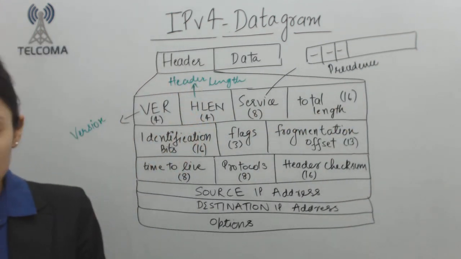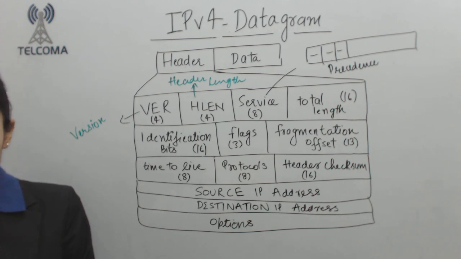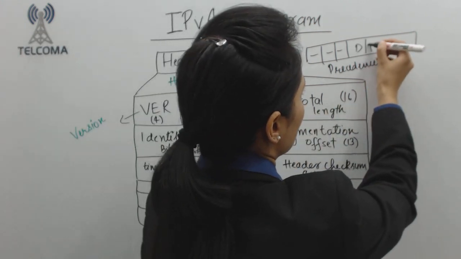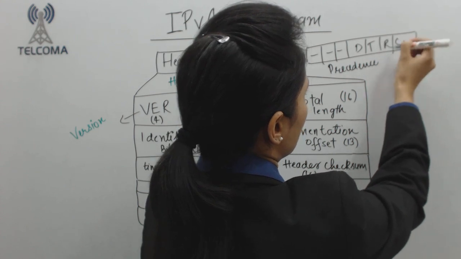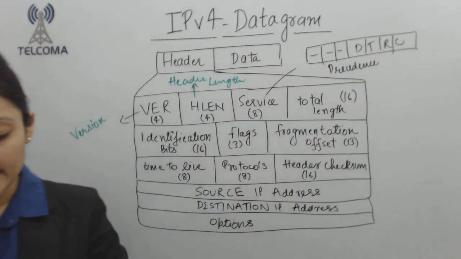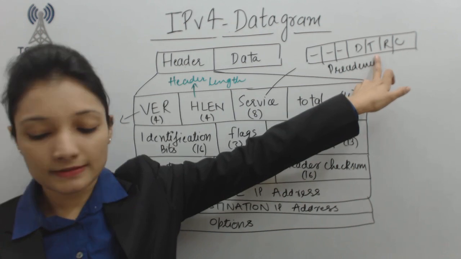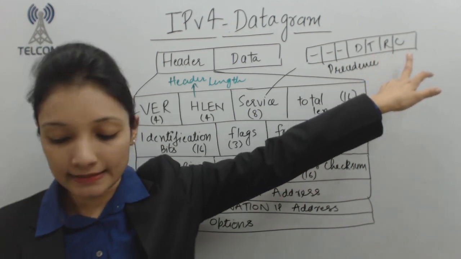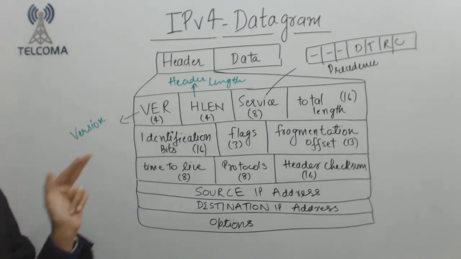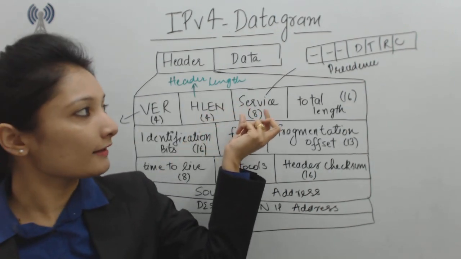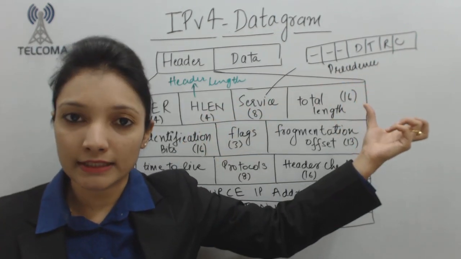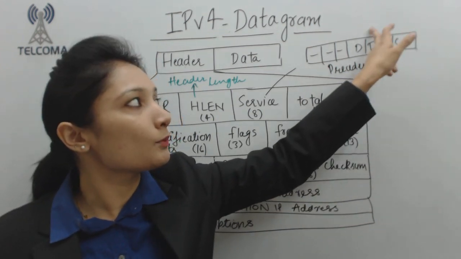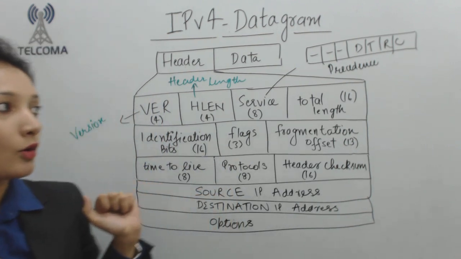Now, after this precedence field, it has 4 more bits. This D specifies the minimum delay. This T specifies maximum throughput. R is for reliability and C is for minimum cost. So this is the service field, which defines the precedence order for the datagrams and the type of service for your delay, throughput, reliability and cost.